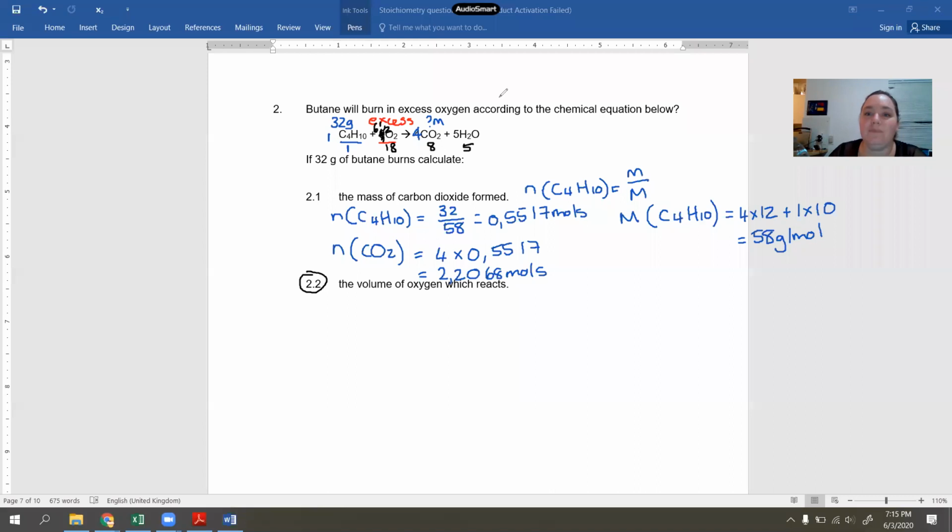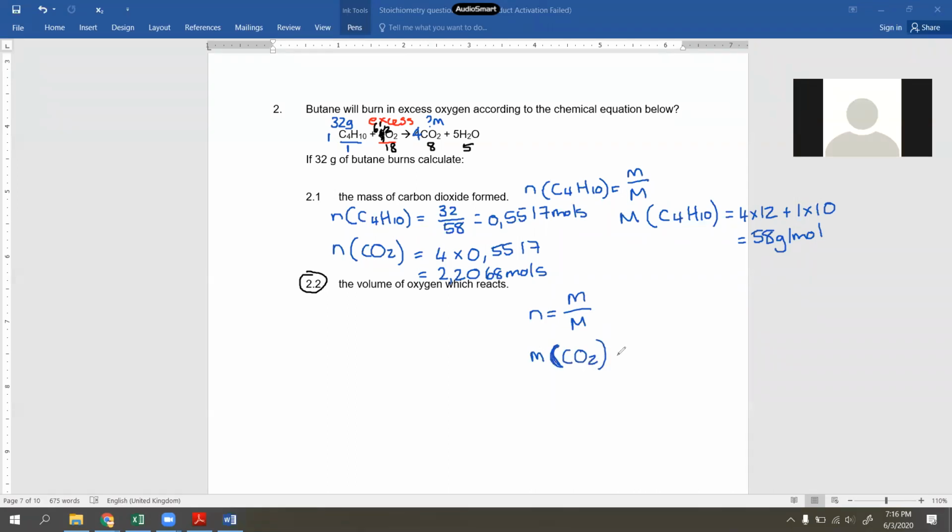So from there, what I'm going to need to do is work out the mass of carbon dioxide. I'm going to use the fact that number of moles is sample mass over molar mass. And I'm looking for the sample mass of carbon dioxide. And from this, I'm going to say that the sample mass is going to be the number of moles multiplied by the molar mass.